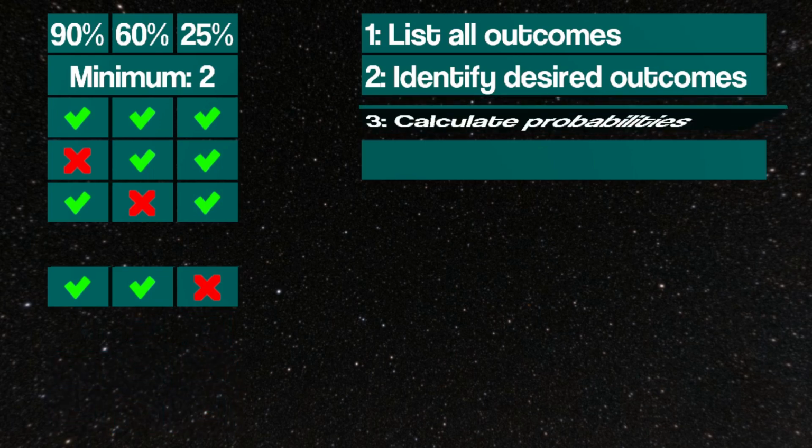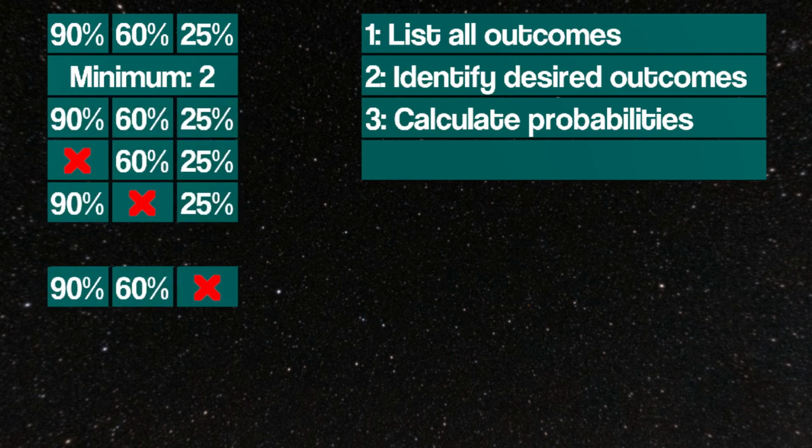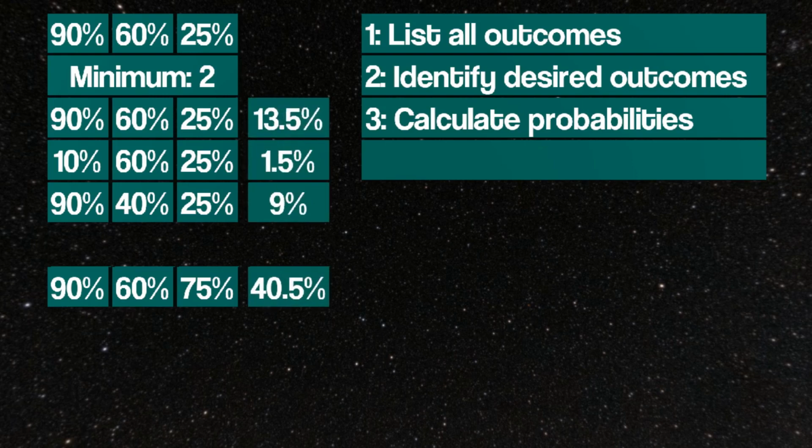Step 3, we calculate the probability of each outcome. That's easy. Each time we see a success mark, we put in the chance of that machine working. And wherever we see a failure mark, we put in the chance of it failing. And that's just 100% minus the chance of success. And then we multiply across horizontally. Step 4, add them up. There. And we are done. The collective reliability of this set reaching our target of 2 or more successes is 64.5%.